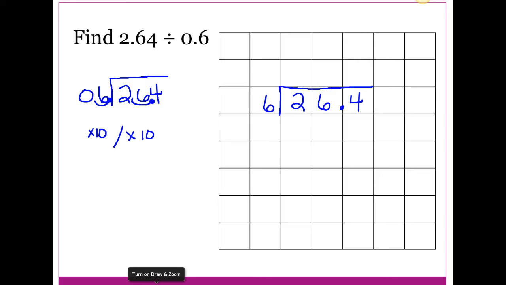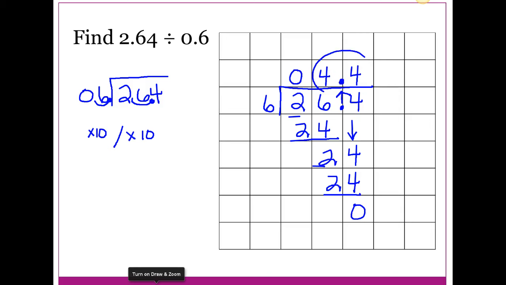6 will not go into 2, so I'll put a 0 there. 4 times 6 is 24. I will subtract, bring down the next 4. 4 times 6 is 24. I subtract and have a remainder of 0. Since the problem terminates, the last thing I need to do is put the decimal in the answer. I put the decimal point straight up, and the answer is 4 and 4 tenths. Much easier than trying to divide by 6 tenths, isn't it?